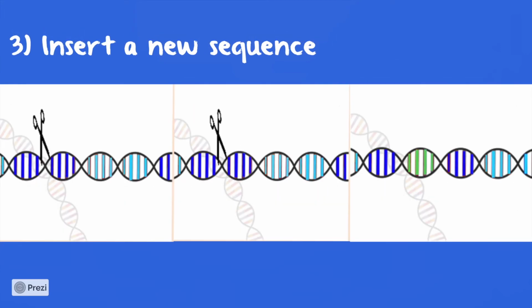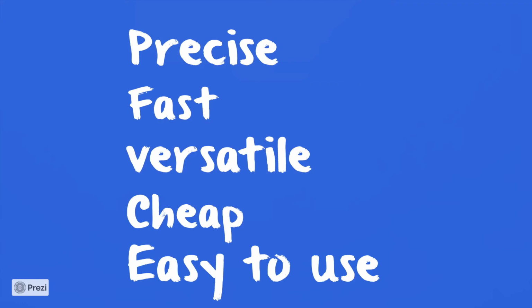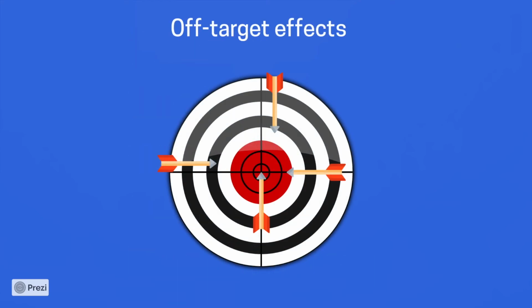Sounds like a great tool, right? It's precise, fast, versatile, cheap, and easy to use. You may be wondering by this point why it's not widely applied in clinical settings yet. Although CRISPR-Cas9 is very precise, it still has some off-target effects that could be harmful to us and that are still being more closely investigated in the lab.